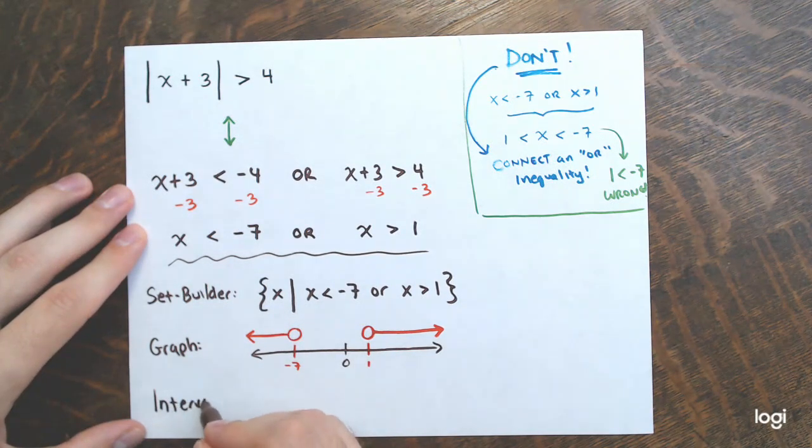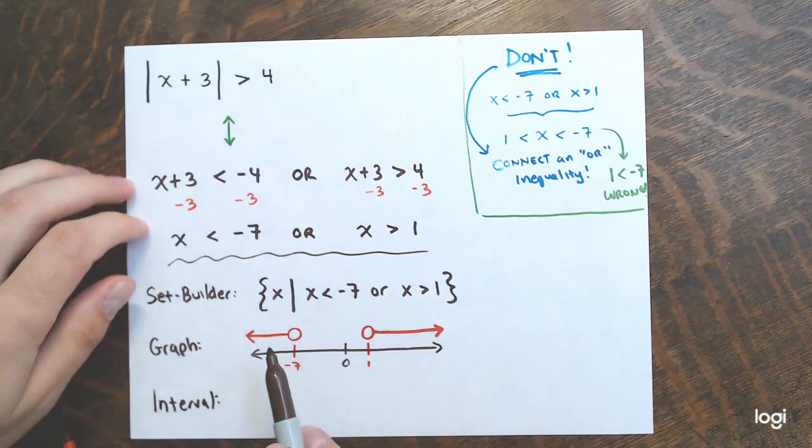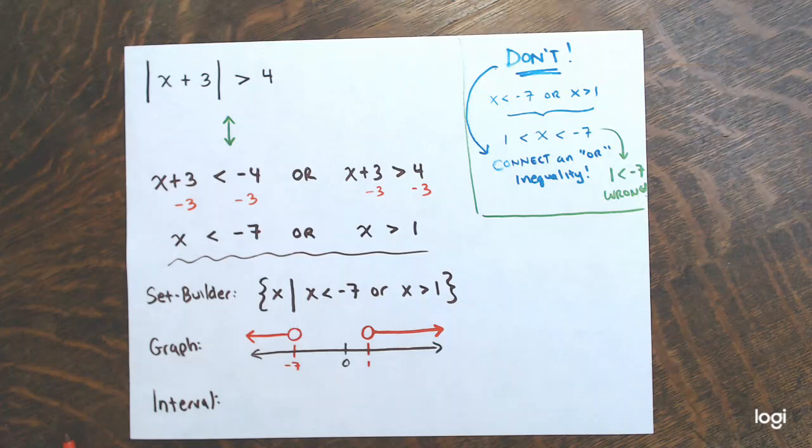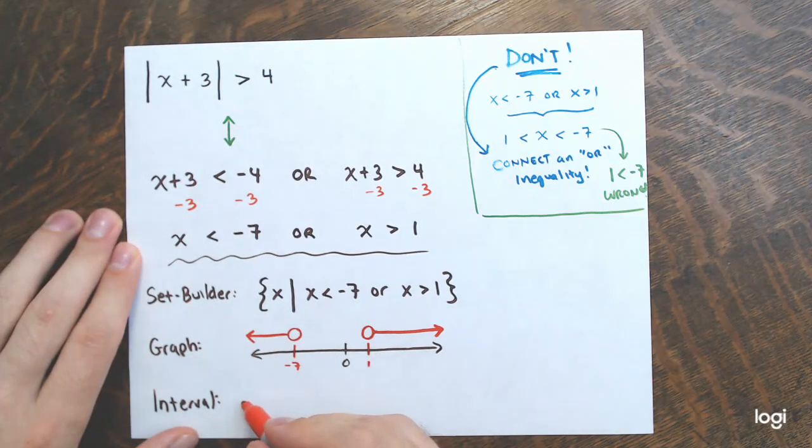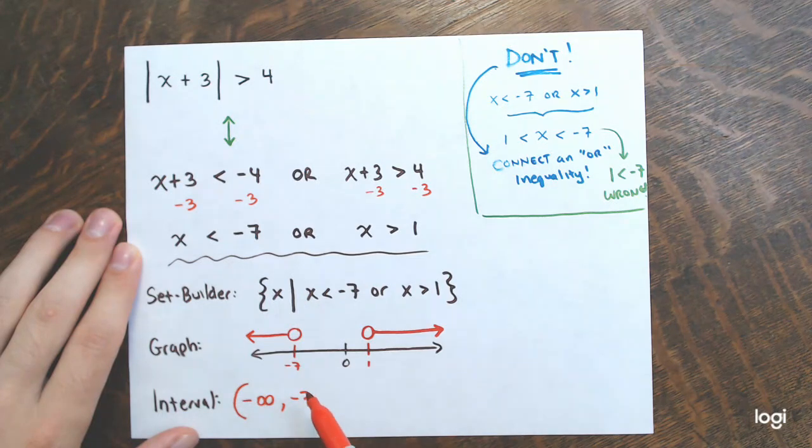All right, and it's very similar to the past several examples. I've got a graph there where there are two separate pieces, right, with a gap between them. So I write an interval for each piece, and basically for each inequality, and connect it with the word or, or a symbol for the word or, that union symbol. All right, so the first piece, there's no left end, right? So -infinity, comma, the right end of that first piece is at -7. Negative infinity is not a number, so parentheses, and -7 is not a solution, so also parentheses.